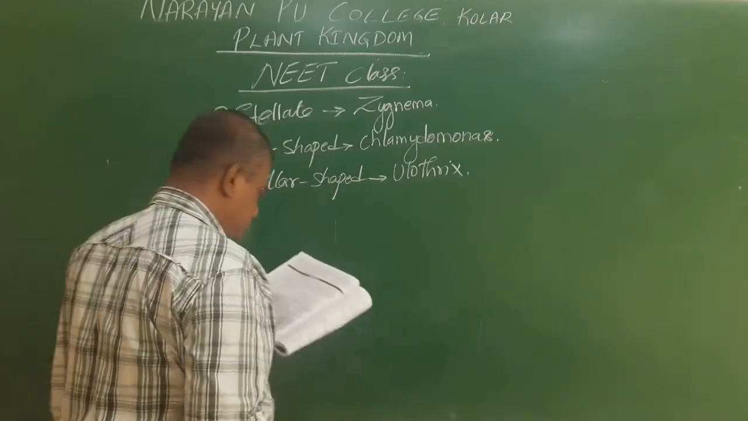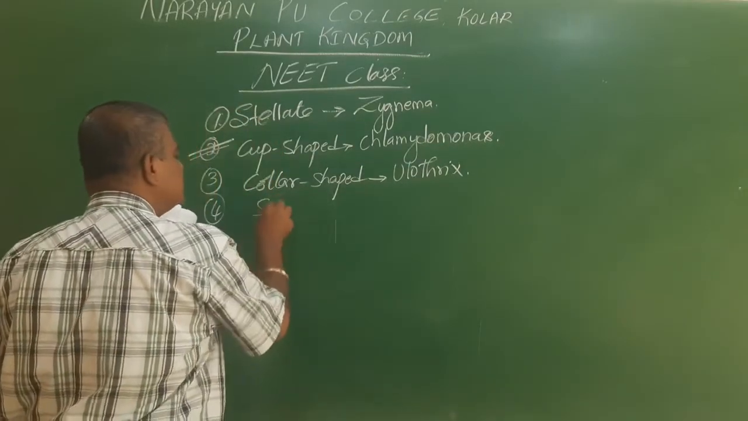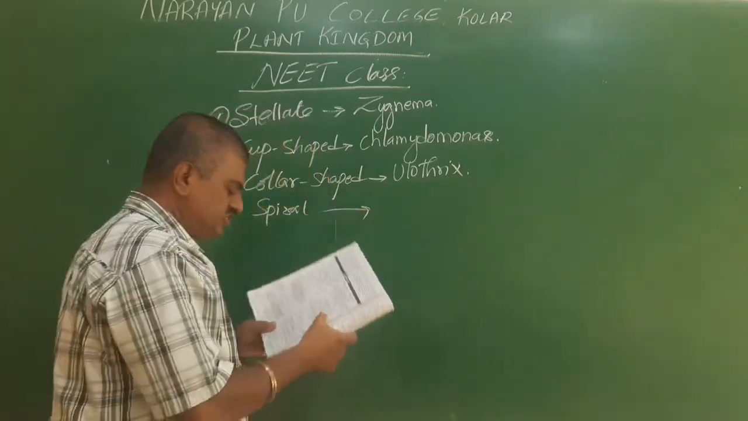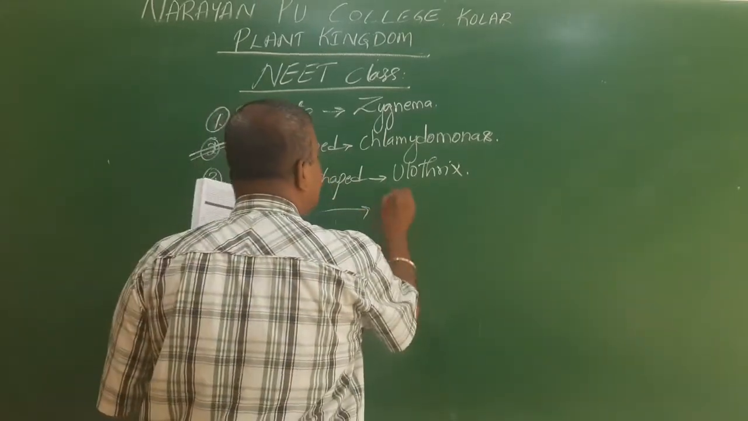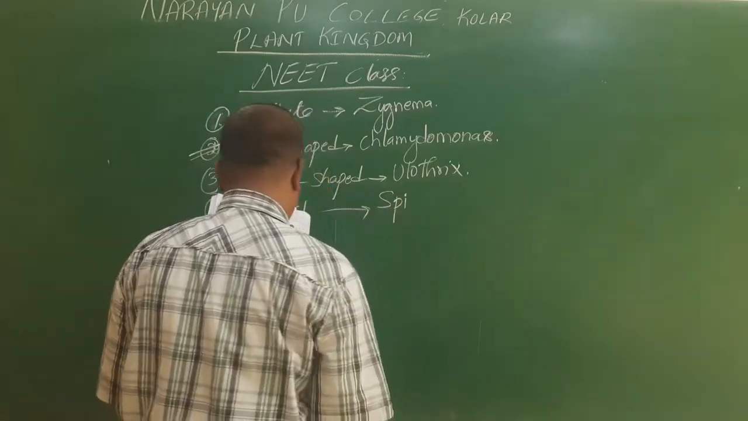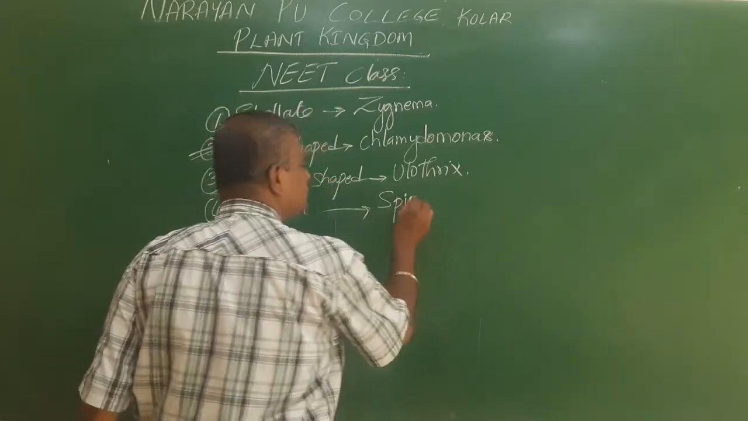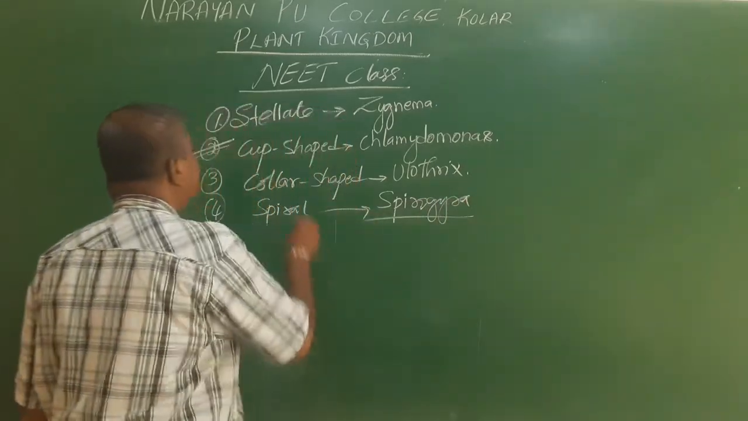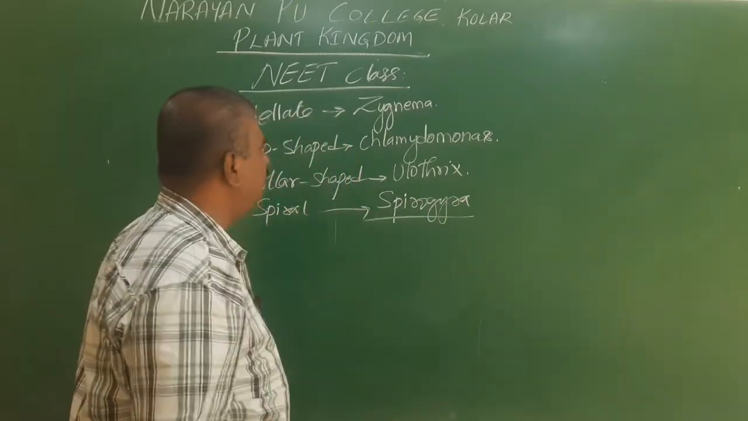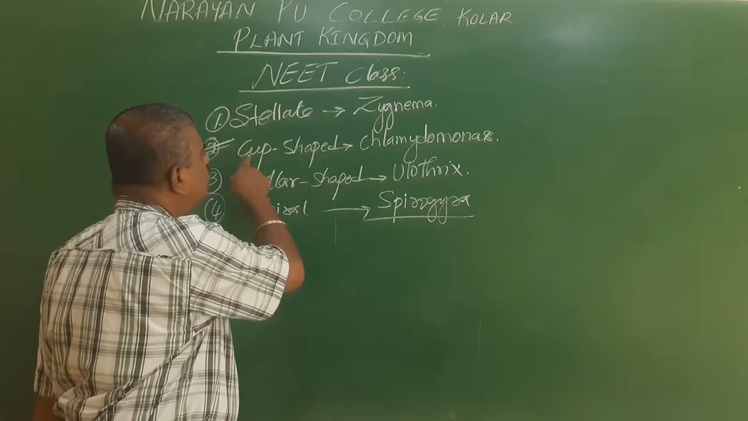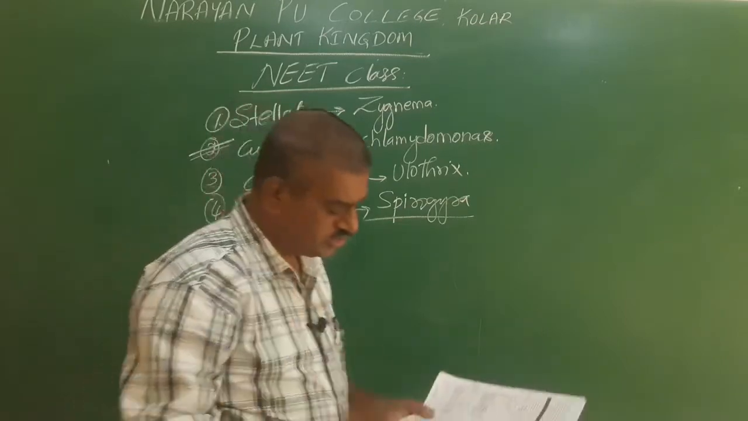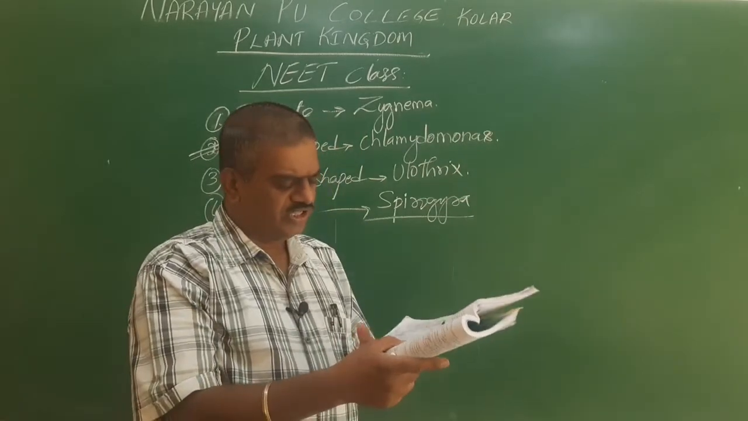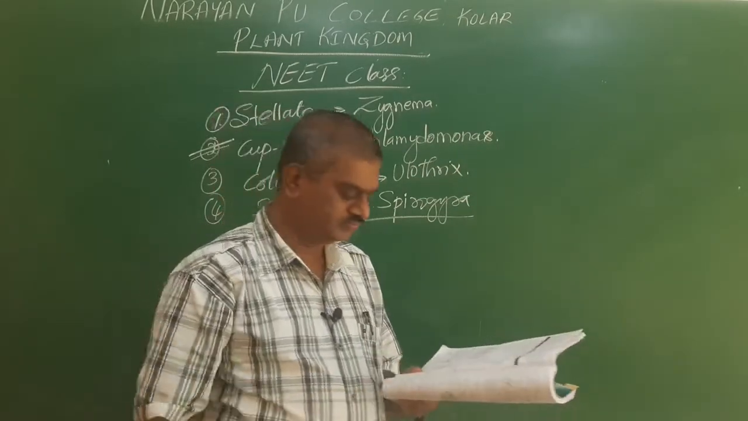The fourth one is usually called spiral. So this spiral ribbon shaped chloroplast can be seen in the Spirogyra. So here the right answer is Chlamydomonas, which has the cup shaped chloroplast. So the second option is right. So we go for the 16th question.